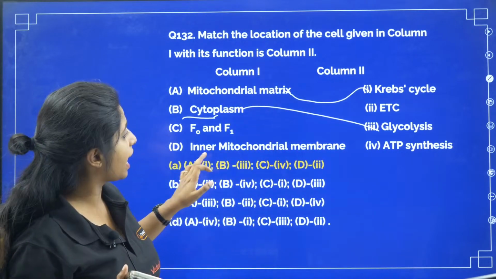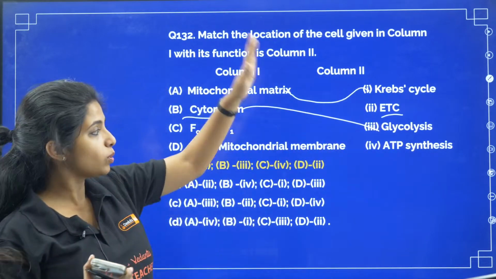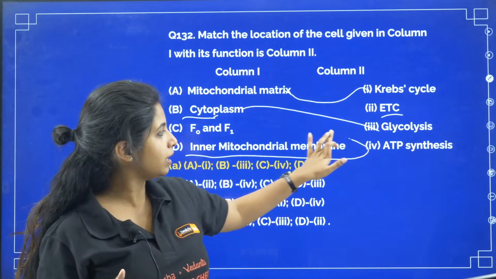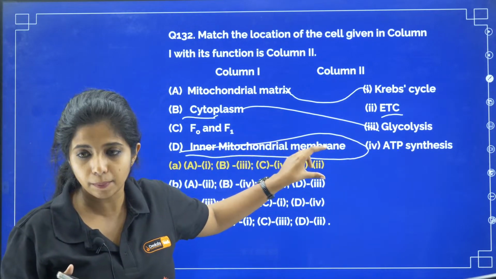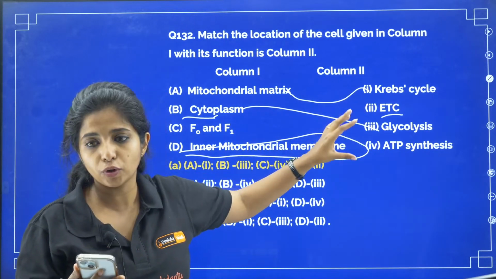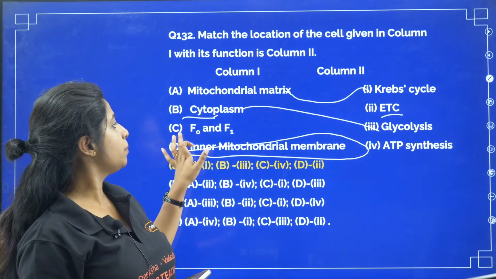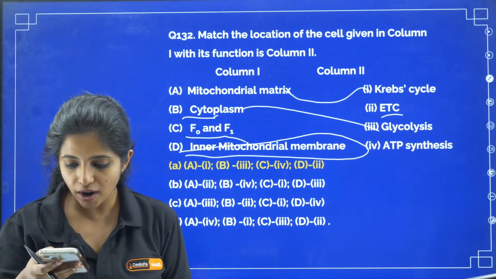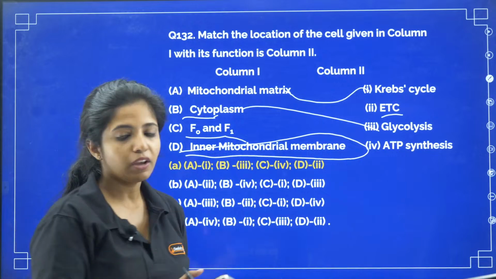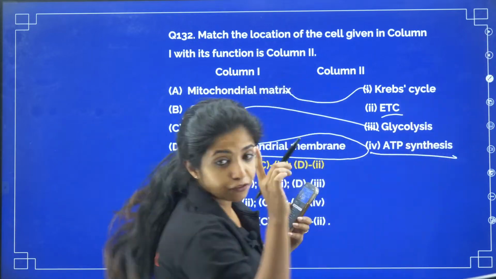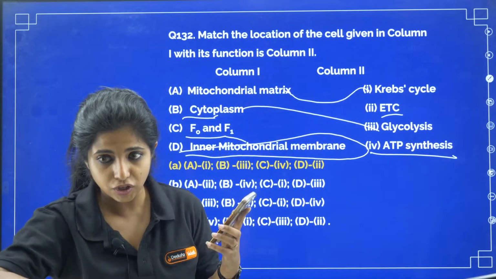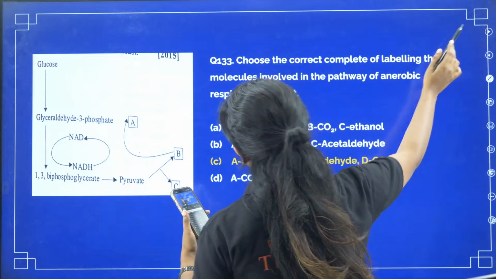And now, with the help of the ETC, they are going to transfer the electrons. These enzymes are present in the inner mitochondrial membrane. The ETC happens in the inner mitochondrial membrane, my dear children. And in the mitochondrial membrane, you have F0 and F1 particles which help in ATP synthesis. F0 in the membrane, F1 in the matrix.